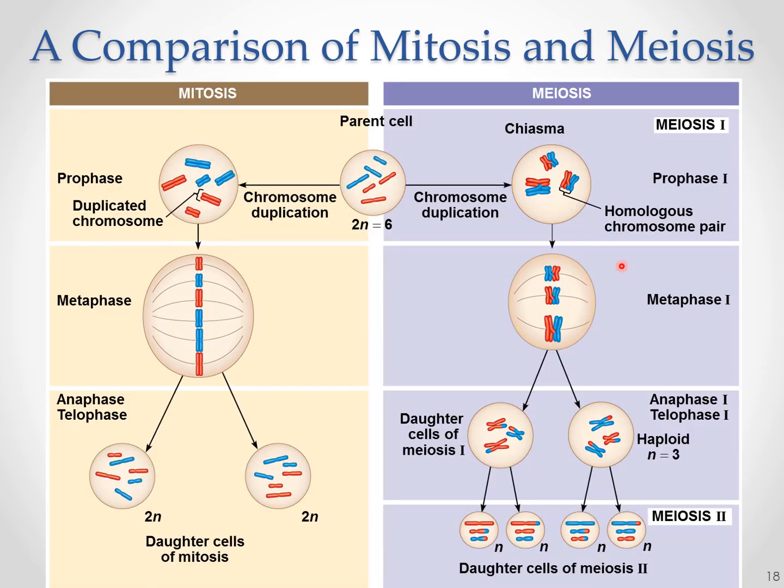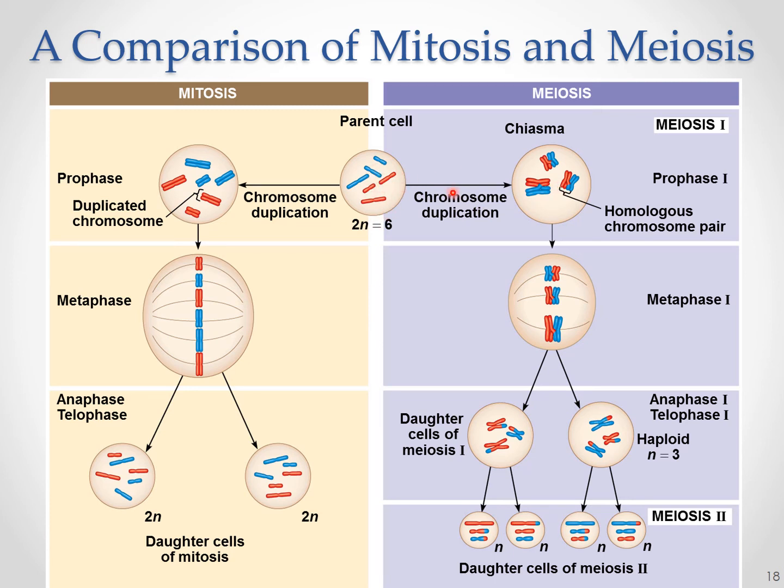Okay, so comparing meiosis to mitosis, right? So we have one division. We start out with one cell. You end up with two cells that are genetically identical to each other and to the parent ultimately. Okay, and then, oh, this is the parent. And then we have a parent cell here.